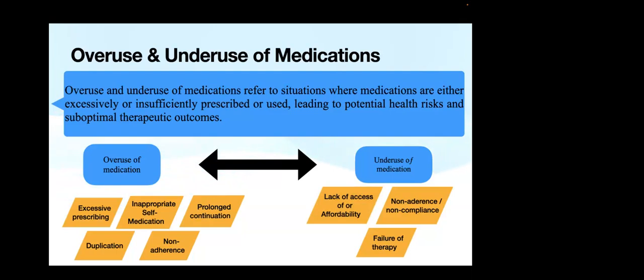The third one is lack of access or affordability. That is also a reason for underuse. Why? Because limited access to healthcare services, medications, or health insurance coverage can prevent patients from obtaining and using necessary medication. And the fourth is patient reluctance, or we can say skepticism. Some patients may have concerns, doubts, and misconceptions about their medication, leading to underuse, or avoidance of the use. So that is all about overuse and underuse of medication.